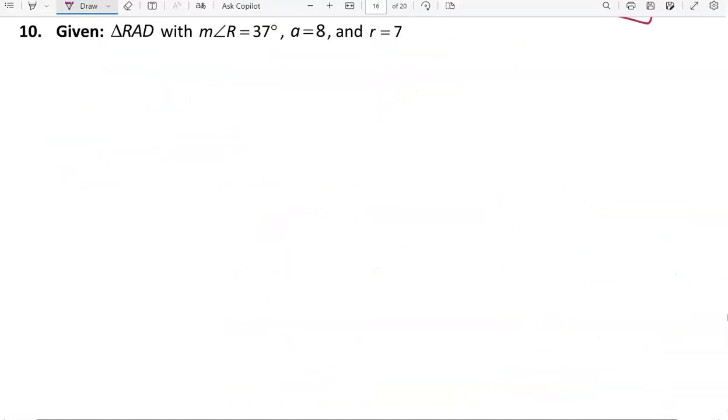In number 10, we have a triangle RAD, which I'll draw here. Angle R is 37 degrees. The side opposite angle A measures 8, and the side opposite angle R measures 7. This is an SSA pattern of givens. That means we're going to use the law of sines, but that we might get more than one solution. We also might get 0 solutions. We just don't know until we start.